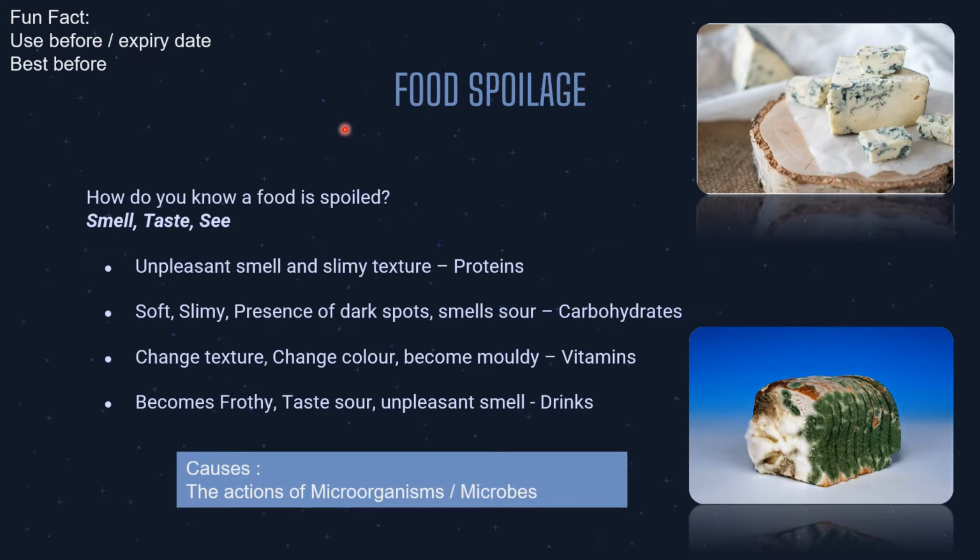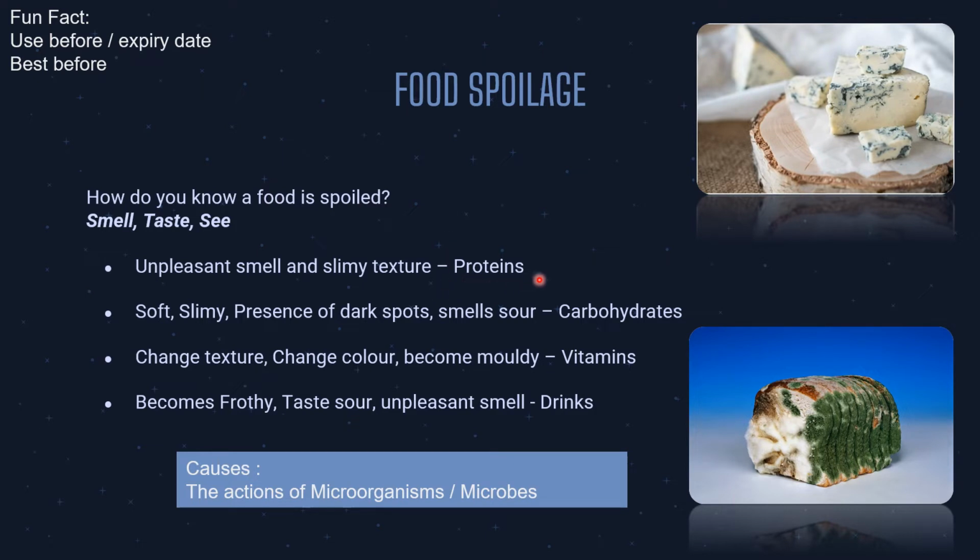Okay everyone, now let's see about food spoilage. So, how do you know a food is spoiled? For example, you're taking a bread from your shelf and you think that bread is spoiled. But how do you know it is spoiled? First, because you smell it. Second, because you taste it. And lastly, because you see or observe that bread or any food. So let's look at this more deeply.